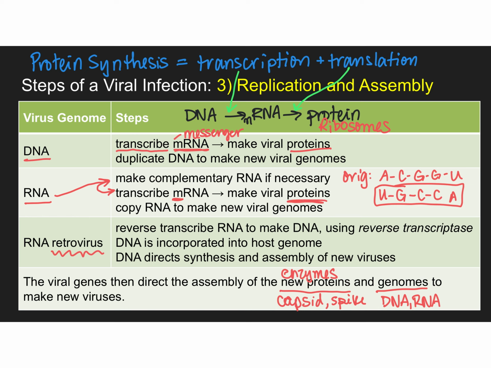Now, some RNA viruses don't have to make this complementary step, and they can just go straight into the transcription phase. It just kind of depends on what type of RNA it is and what type of virus it is. But once again, the goal is to make viral proteins. And then it also makes copies of the original genetic material in order to make new genomes.